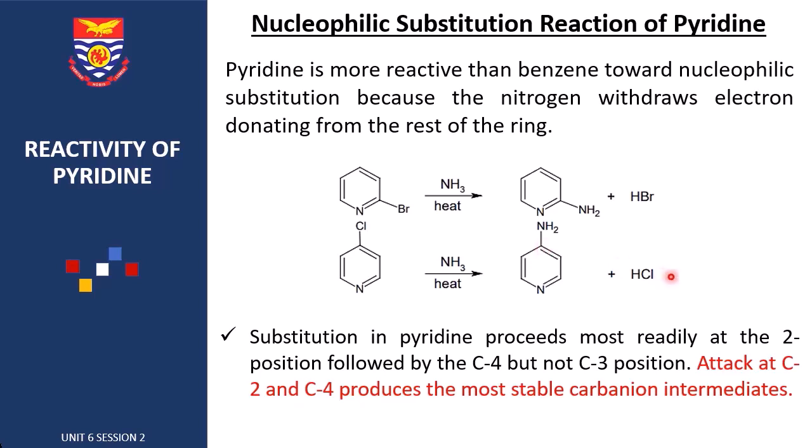Attack at carbon number 2 and 4 produces the most stable carbanion intermediates. If you look at the resonance structures, realize that the attack at carbon number 2 and 4 will give us the most stable carbanion intermediates.